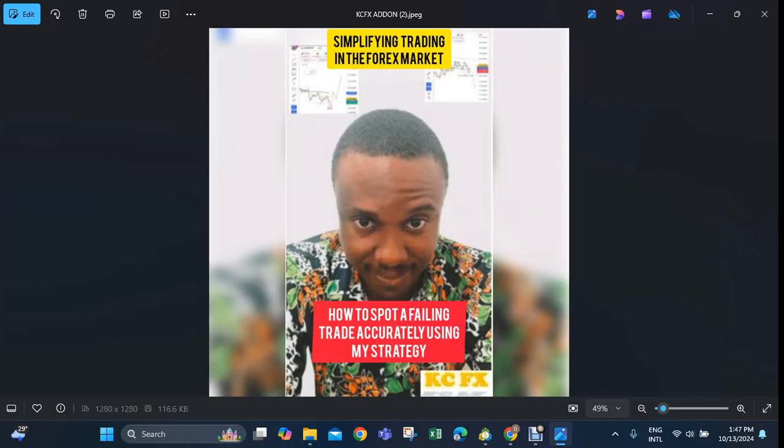But with my strategy, there is a system that I use that can tell you that the price is changing. It's like a caution alert. It tells you that something is wrong. Get out of the market. The market is going to go against you. That's how my system works. It tells you that something is wrong. Get out of the market.